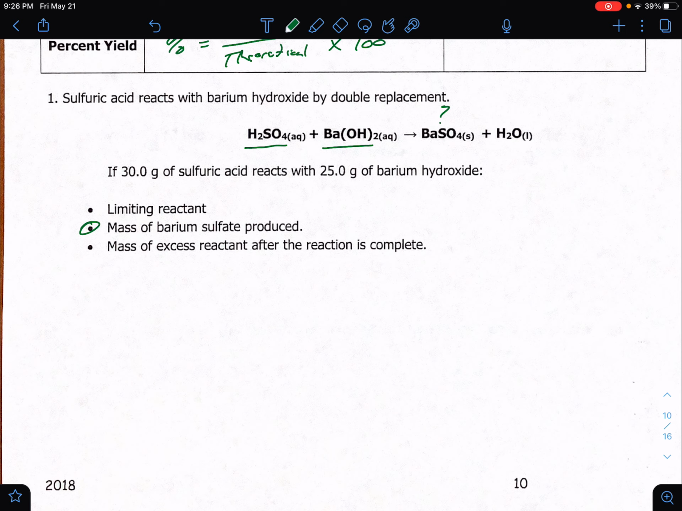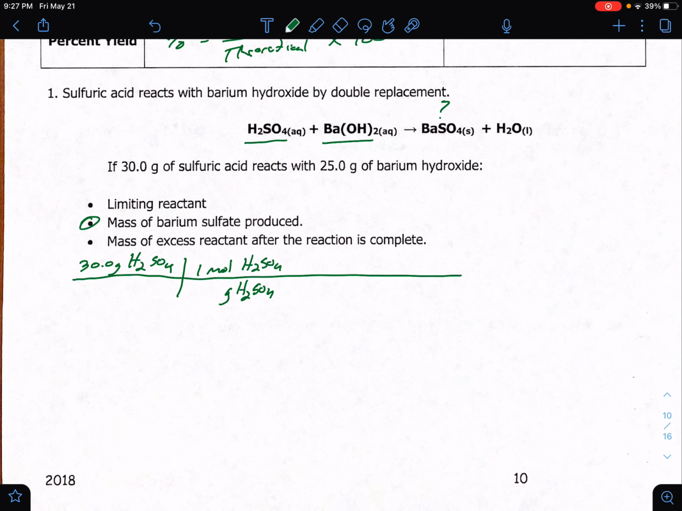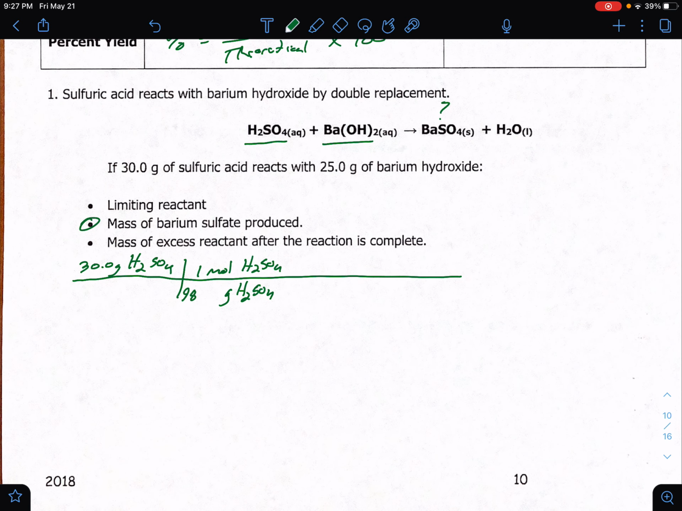So what we're going to do is start with 30.0 grams of sulfuric acid, H2SO4, and convert that all the way to grams of BaSO4. My next step would be always bring the units down to the bottom next. So grams of H2SO4 goes on bottom, and that's going to equal 1 mole of H2SO4 on top. So 1 mole equals the mass of H2SO4. If you look up on the periodic table, it is 98.078.